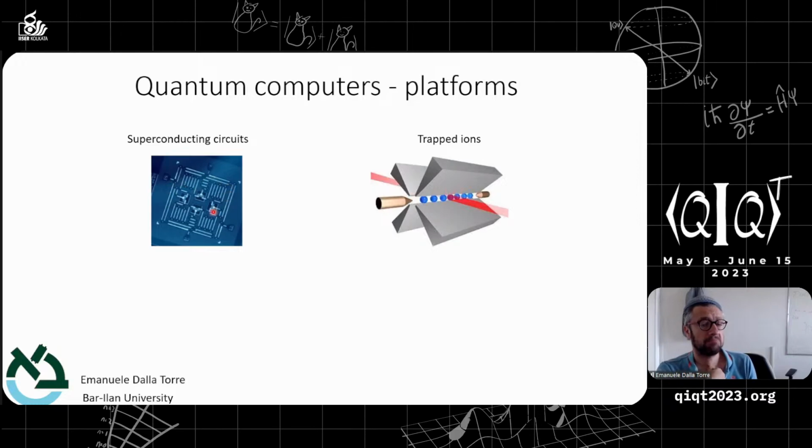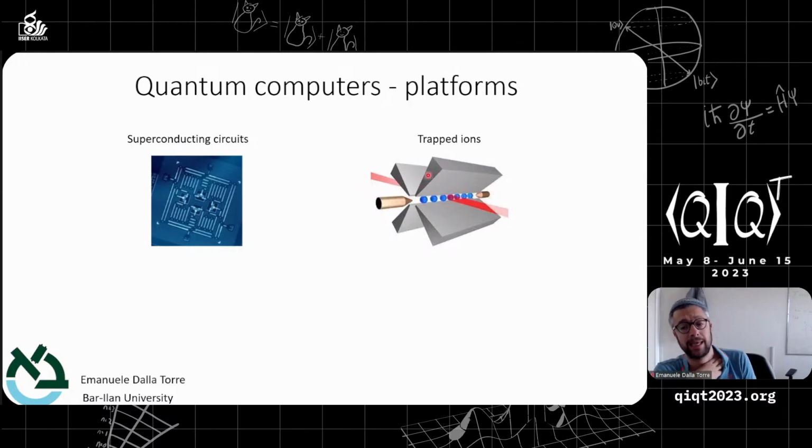Superconducting circuits are more scalable because you use lithography, so it's relatively easy to make many of them. The problem is that they are quite noisy. We will mention the effect of noise quite extensively during this talk. Trapped ions have much less noise, but it's very hard to trap many ions. I will tell you what the numbers are, but it's hard.